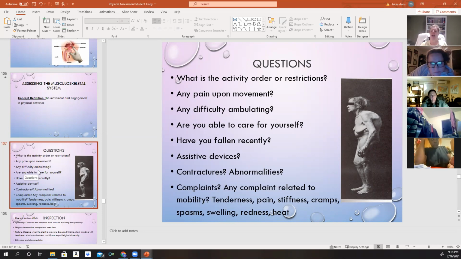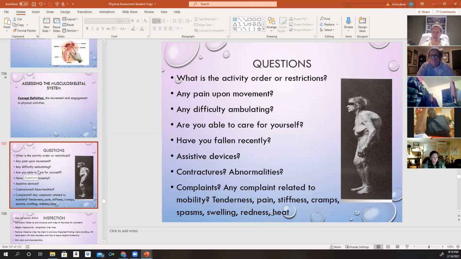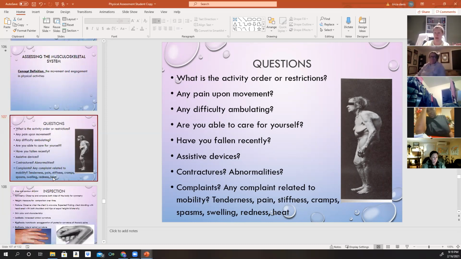Do they have any contractures? Do they have any abnormalities, any kind of foot drop? Are they missing any extremities? Maybe they've had some amputations. Do they make any complaints to you about mobility? Like, I've been having a hard time ambulating. I have a pain in this right hip, or I'm having some back pain. Do they complain of tenderness or stiffness? Do they get cramps when they walk? Based upon what they tell you, are you seeing any swelling in those areas? Do you see any redness or heat, signs of infections, or some kind of inflammatory responses going on?